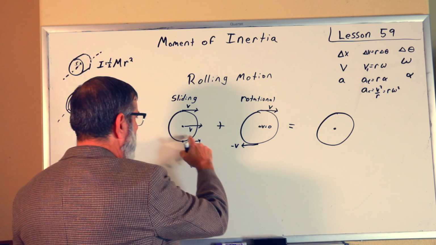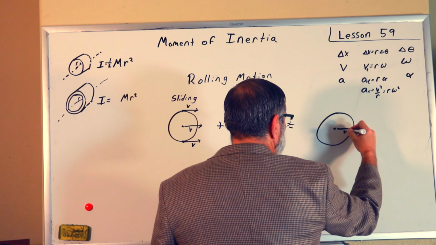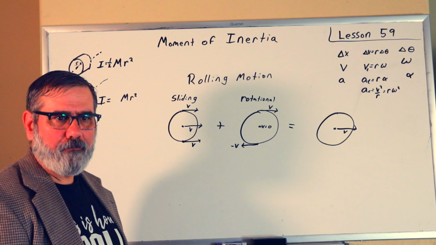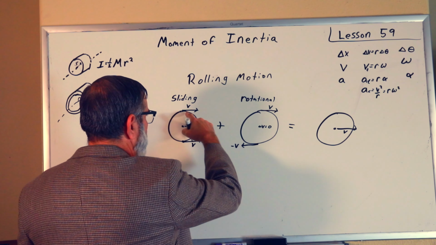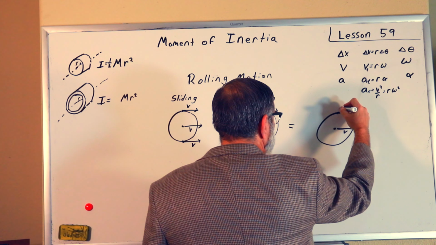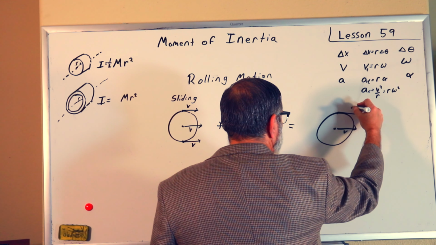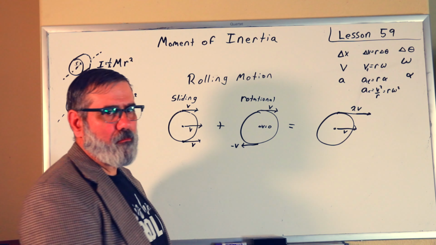Well, the center of mass, we have v plus 0, which is v. So the center of mass motion will still move with v. Okay? What about up here at the top? Well, here we have v plus v, that's 2v, right? So the top will be moving with a velocity which is 2v, twice that of the center of mass.